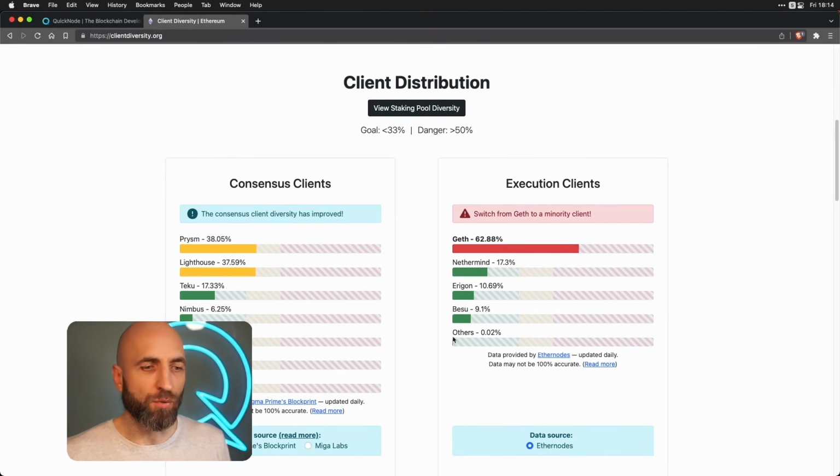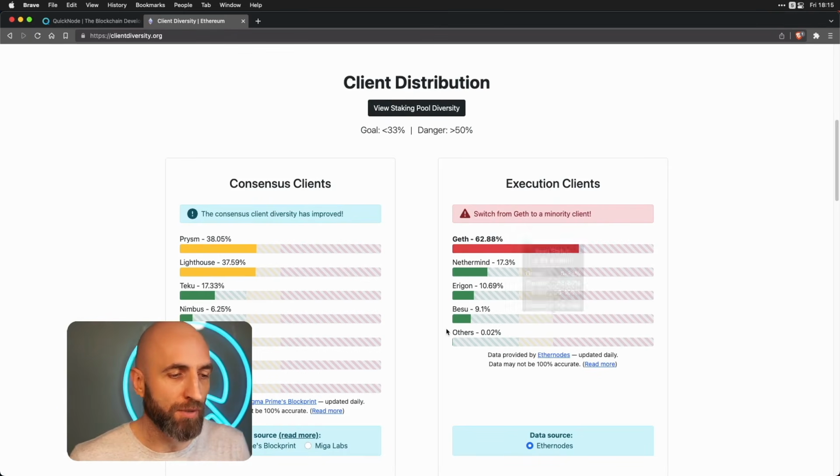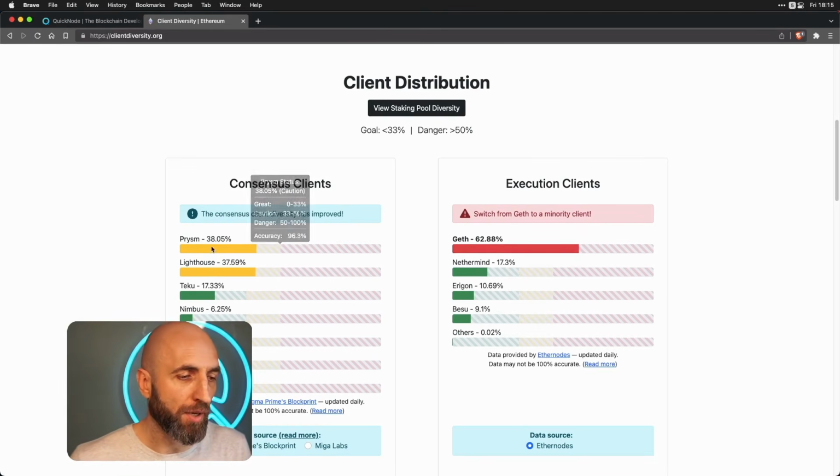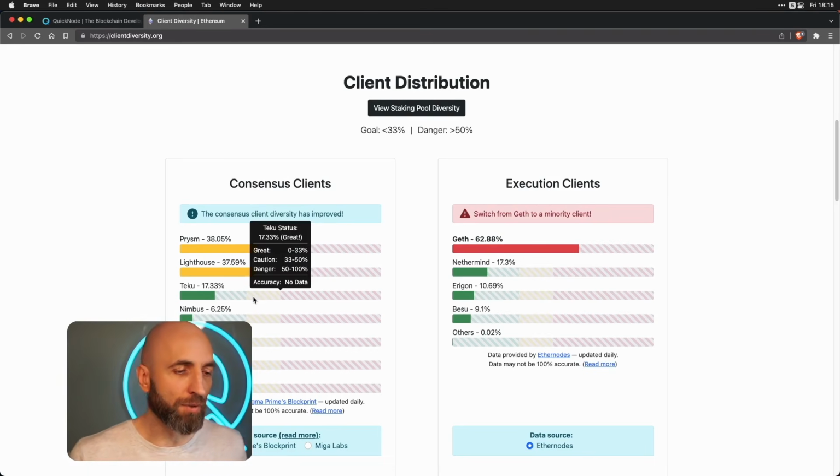These are the main ones for execution. Geth, it has too much of a market share, which is not a good thing because it affects decentralization, being more centralized, and it affects security as well, because an error in one software client can affect the whole network, because that can be a majority of the network. So choose anything but Geth at the moment. Nethermind, Erigon is a good choice, Besu as well. And same goes for consensus. With consensus clients, it's better. Prysm and Lighthouse are around 38, but it's also good to choose, for example, Teku or Nimbus.